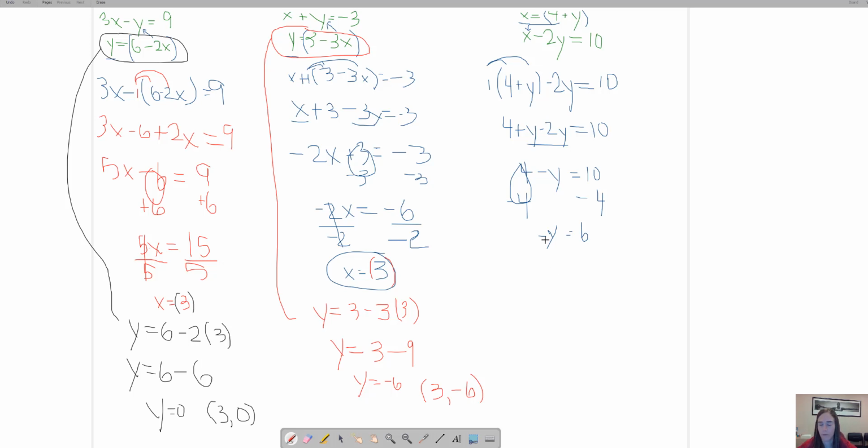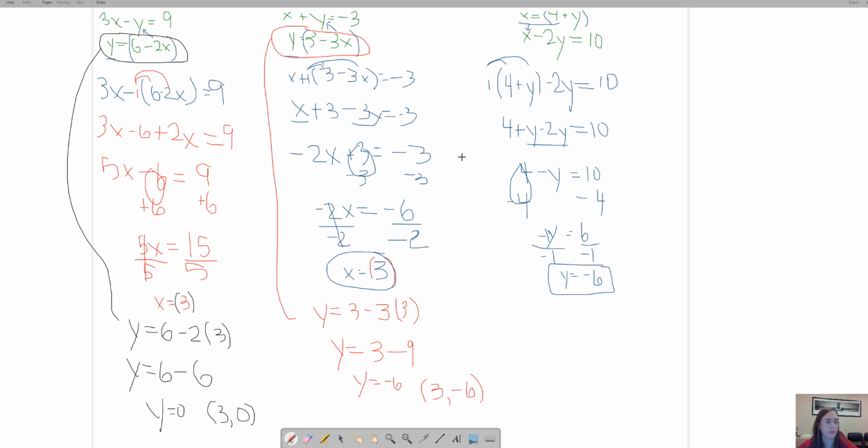And then this is like a negative 1. That's multiplying the y, so I have to do the opposite of that, which is to divide by negative 1. So y equals 6 divided by negative 1 is negative 6. So there's the first part of my answer right there.